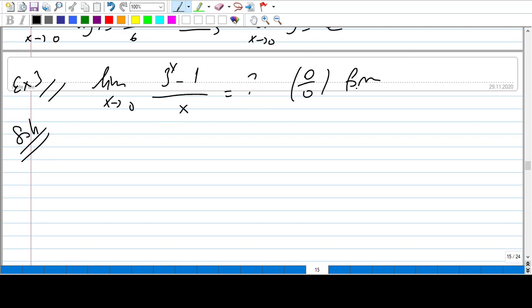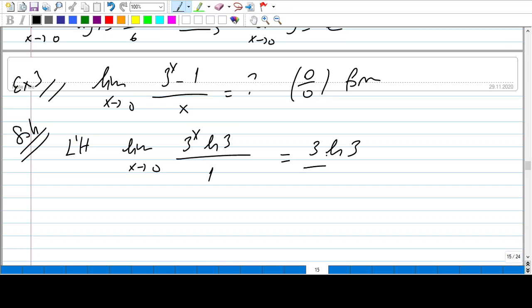And obviously, if you apply L'Hopital, then you get limit x to 0, derivative of 3 to the power x, which is something you know, ln 3 times 3 to the power x, over derivative of x, which is 1. So if you put 0, we have 3 to the power 0, which is 1, so then I have just ln 3.